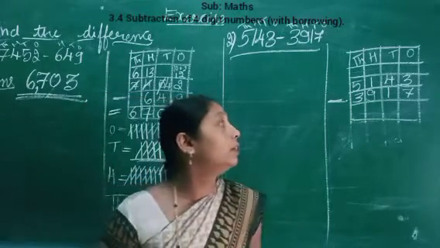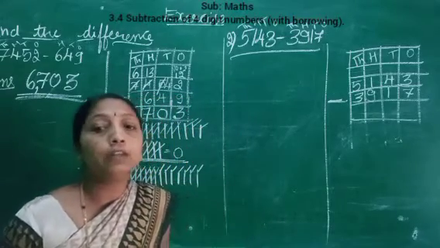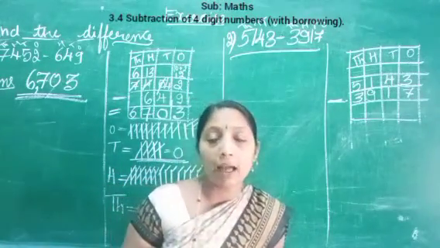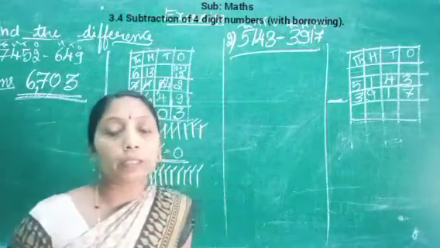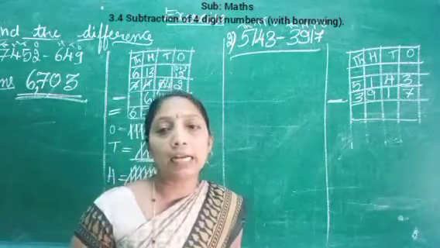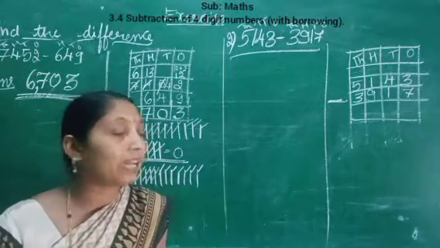3 is not equal to 7 or greater than 7. 3 is not greater than 7 and not equal either. It is not possible to subtract 7. So you go to the tens place.